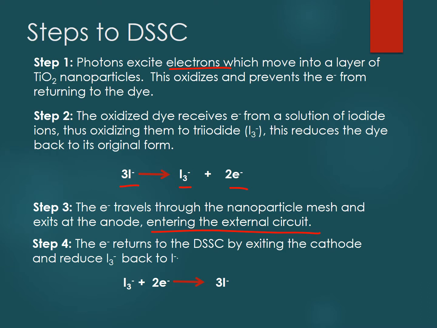Then the electron will return to the DSSC by exiting the cathode, which will reduce the I3 minus, the triiodide, back to iodine. And that's just the reverse of the process we had up here. Right? So this is a battery, basically, that will never die, because each separate step returns the battery to its original form. Now, these are not really good for situations where you need large output, but they certainly could be used to charge your cell phone or something like that.